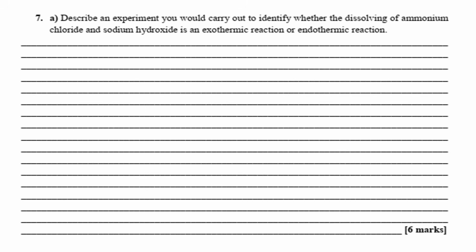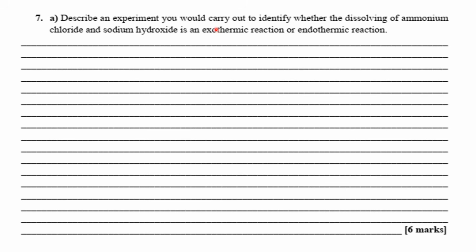All right, question number 7 is simply asking us to describe an experiment that could be done to identify whether dissolving ammonium chloride and sodium hydroxide is an exothermic reaction or an endothermic reaction. So the examiner is already assuming that you know what an exothermic reaction is. You also know what an endothermic reaction is.